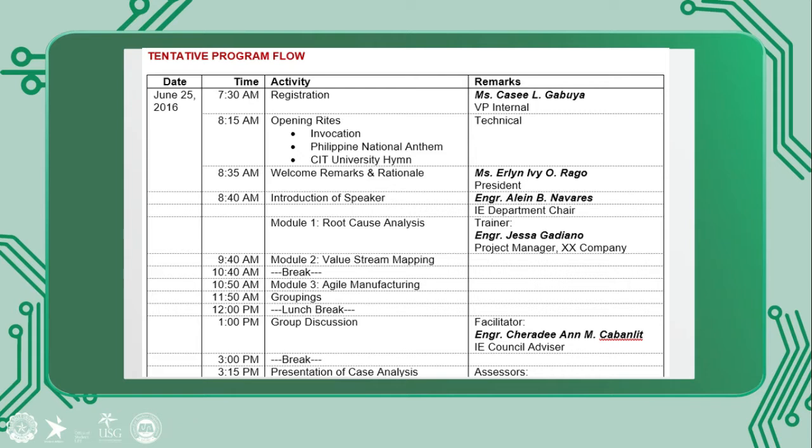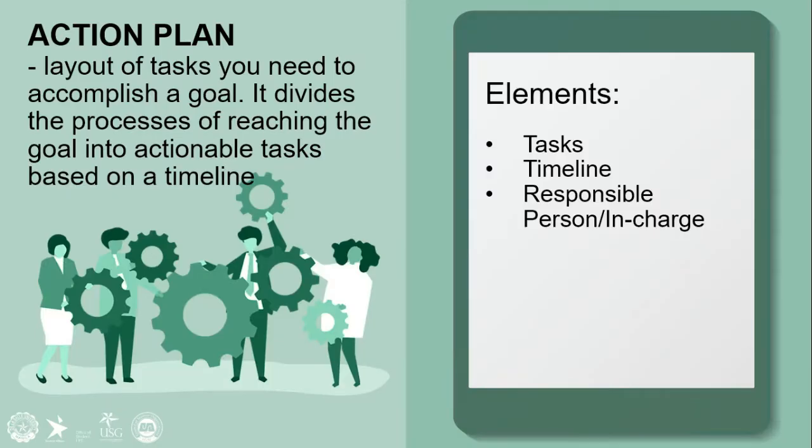Okay, so after this prerequisite, having a good project proposal, you can now work on your action plan. So what is an action plan? It is the layout of tasks you need to accomplish for a certain goal. It divides the process of reaching the goal into actionable tasks based on a timeline. When we mean processes, we're talking about pre-implementation, during or implementation, and then post-implementation. So understand that there are 3 phases that you have to undergo in every project or program, aside from just the planning phase and the organizing phase.